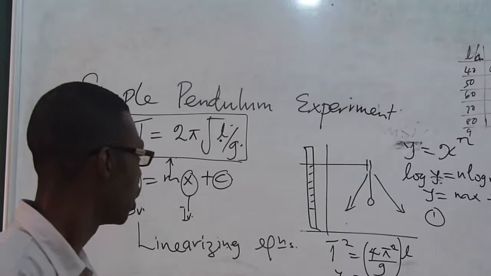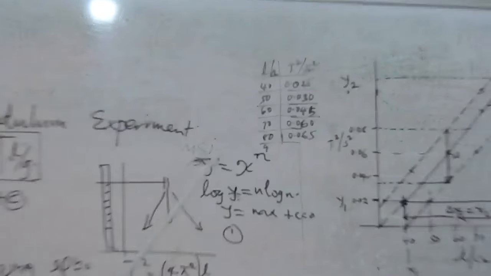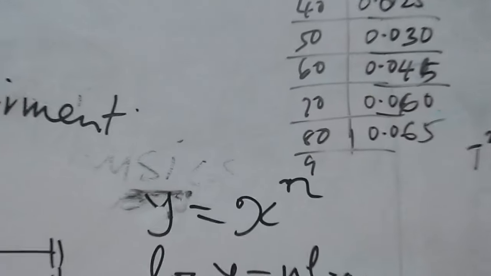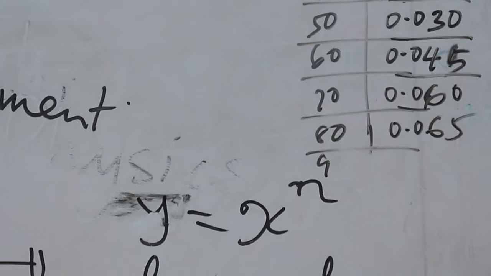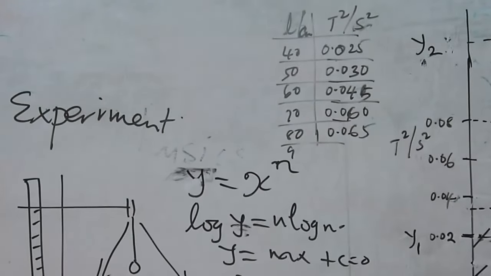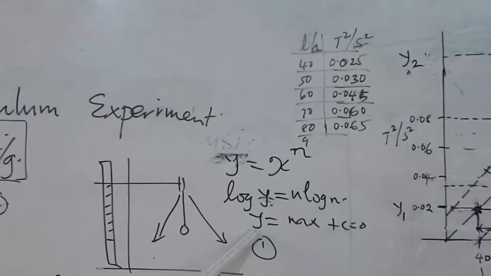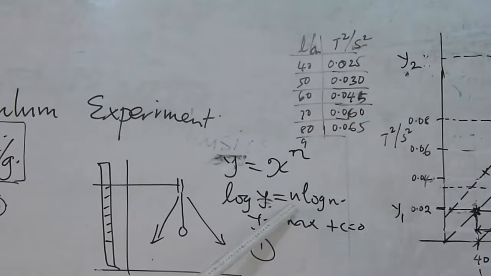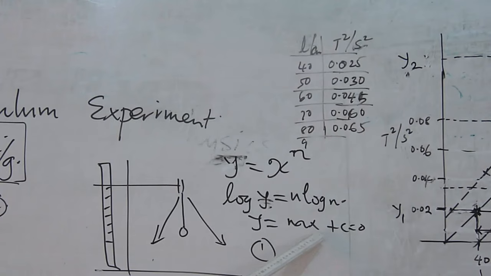So, in some cases, when you have an equation like this, y equals x raised to power n, in order to linearize, you take log of both sides. When you take the log, you have log y equals n log x, where log y now serves as your y-axis. n is the slope. Log x now is your x-axis. And then you have your intercept. In this case, there is no intercept in this equation, so the intercept is equal to 0.